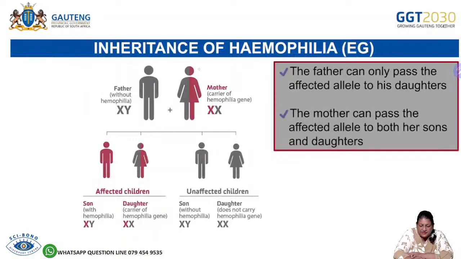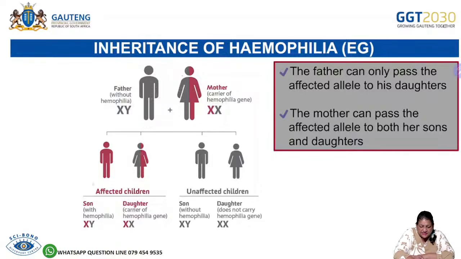Then how will it happen if a mother is a carrier? Can you see they put different colors, because this man is normal without hemophilia, so he's very normal, it's full gray. But this one, she's gray and red, which means she's normal but she's carrying the hemophilia allele. All right, so how will their children's genotypes be?